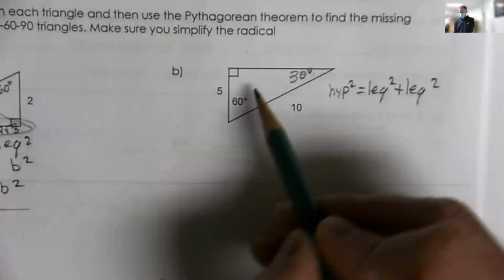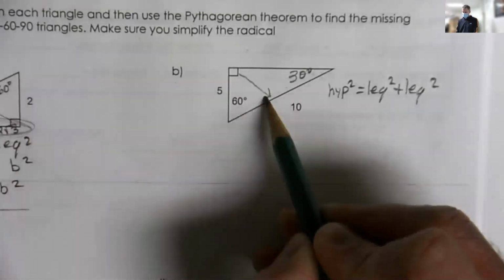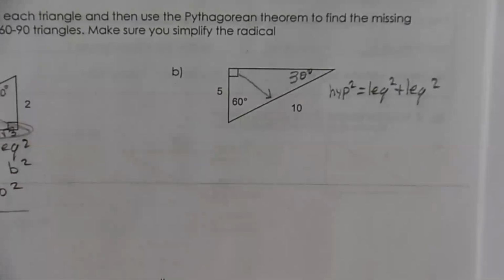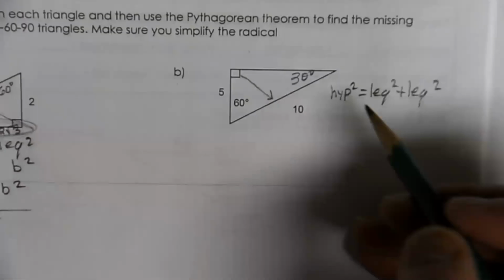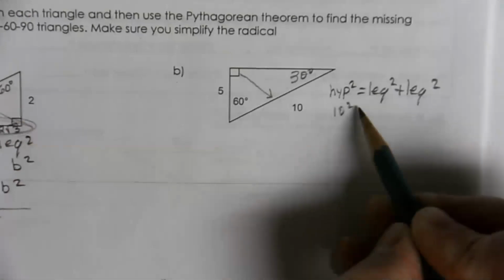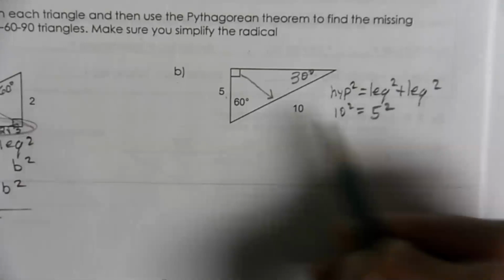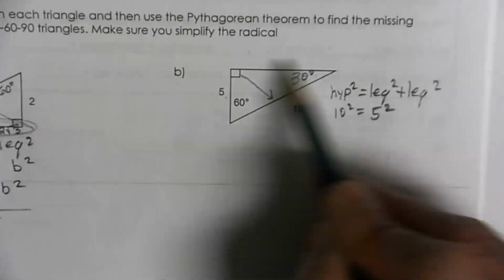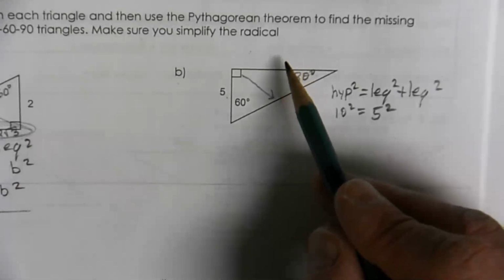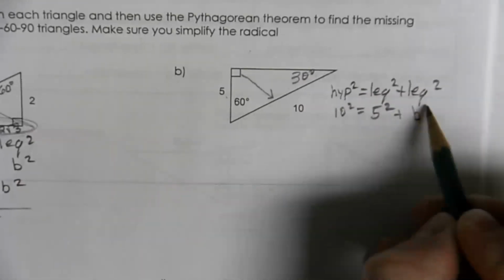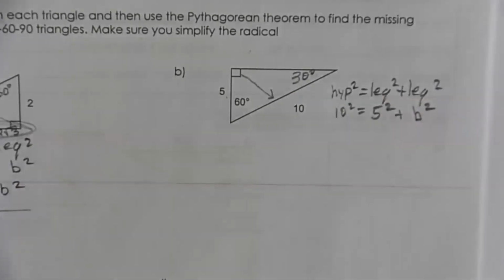Our hypotenuse is always found on the opposite side of the 90-degree angle. So that's our 10. One of our legs is 5. The other leg we don't know. You can call it X, you can call it B. It wouldn't matter what letter you want to call that. We'll call it B in this case.